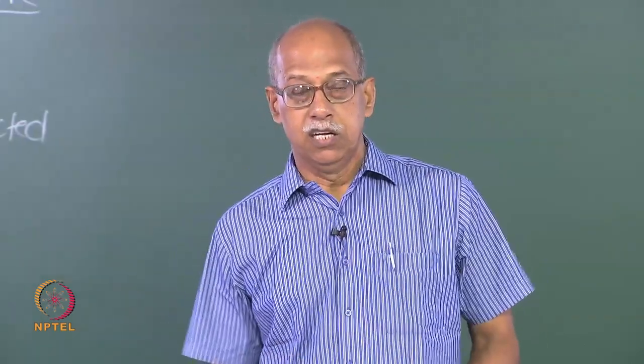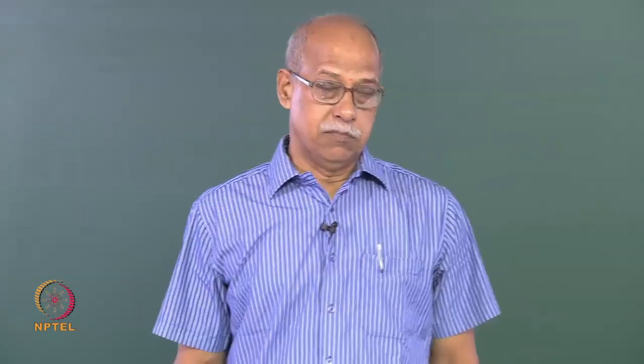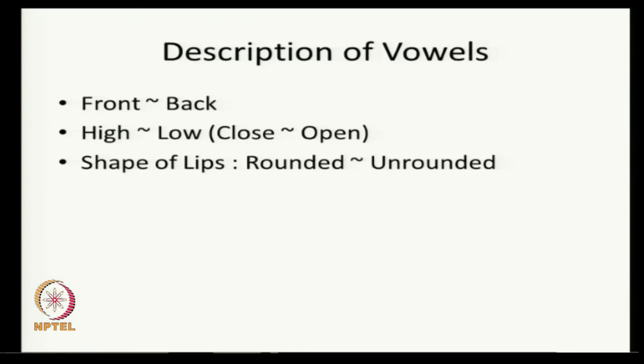Some languages have 14, some languages have 16. A language like standard British English has 20 vowel sounds. How do we produce these different vowel sounds? Last week we saw that these vowel sounds differ because of three parameters. Either they are produced from the front of the mouth, or they are produced from the back of the mouth, the back of the tongue.